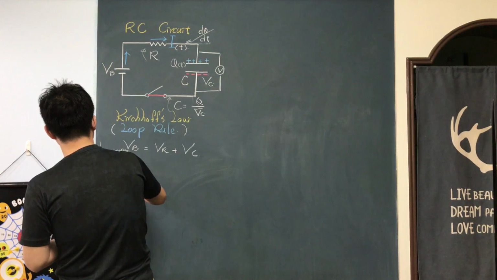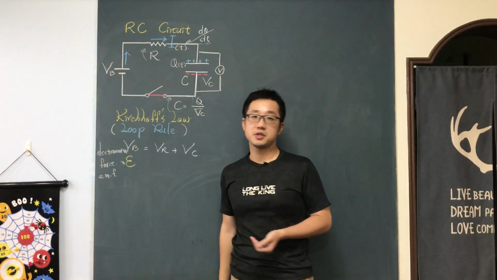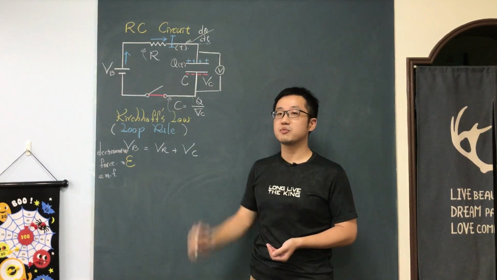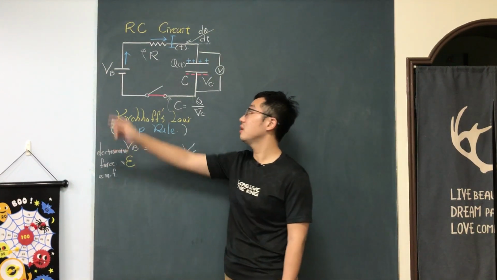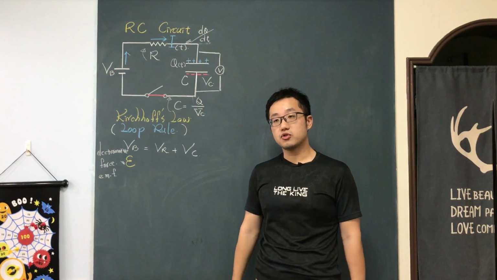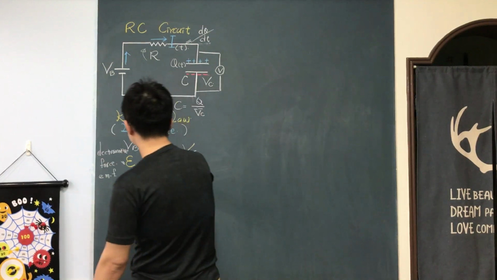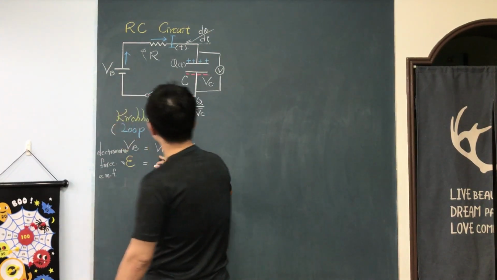Or you can simply call it the EMF, electromotive force. The electromotive force is the highest potential difference that can ever be supplied by your battery, if we don't need to worry about the resistor inside the battery. Okay, I'll keep writing. Now E is equal to VR.